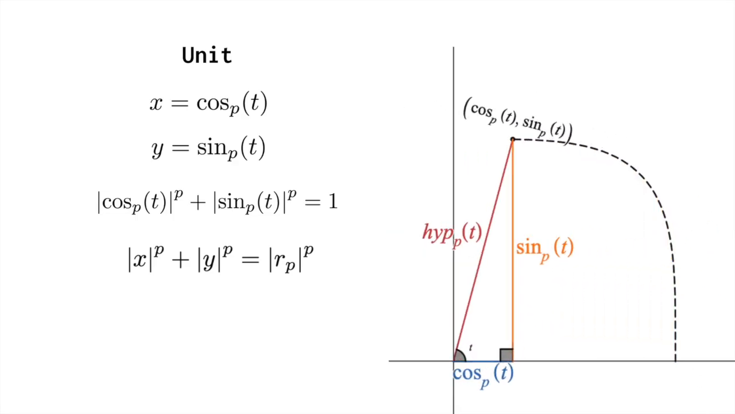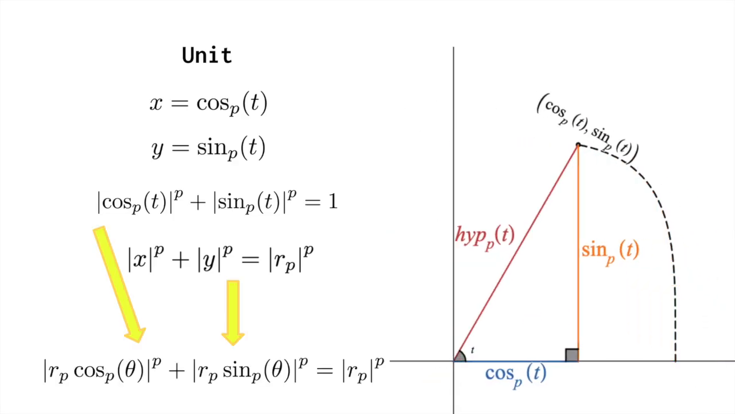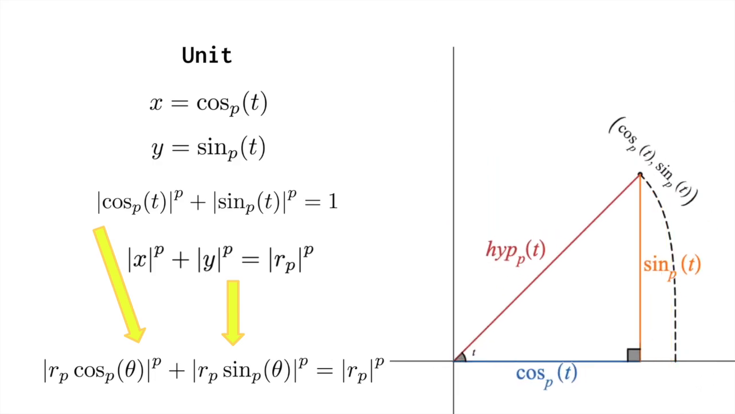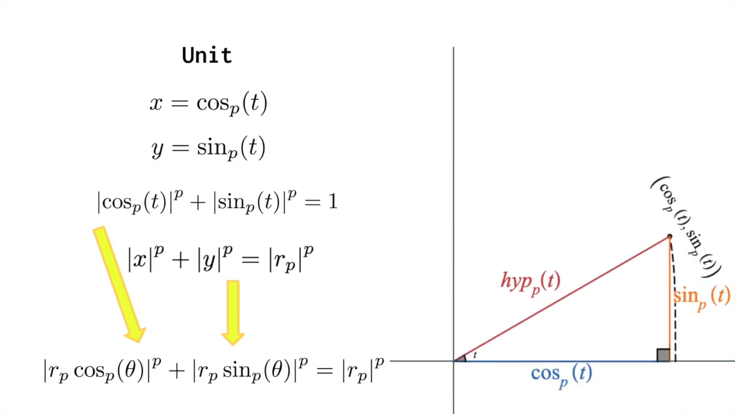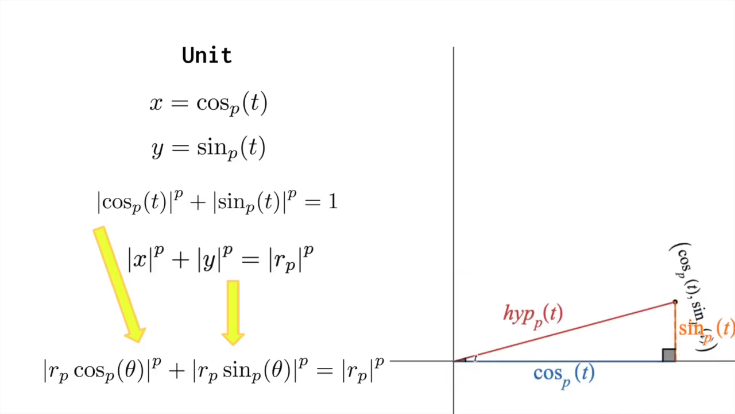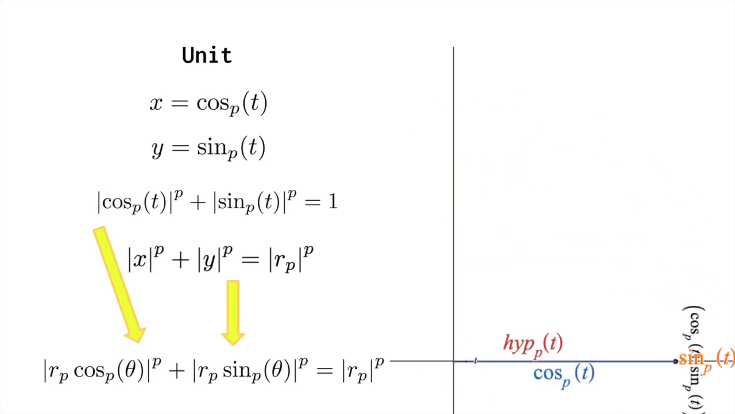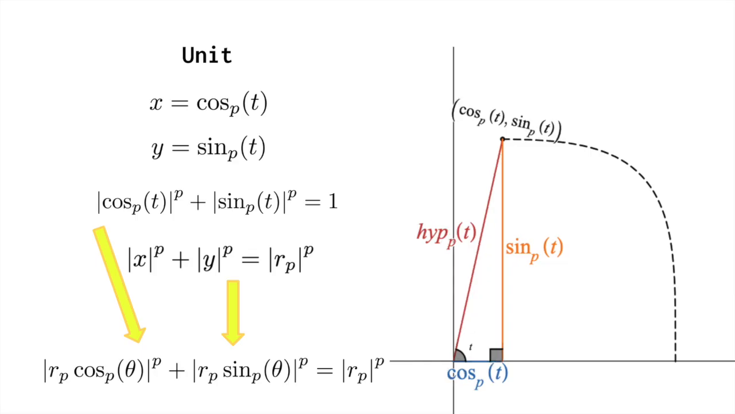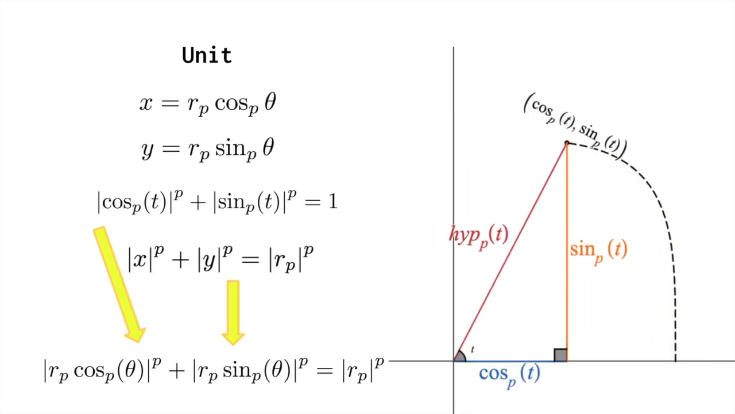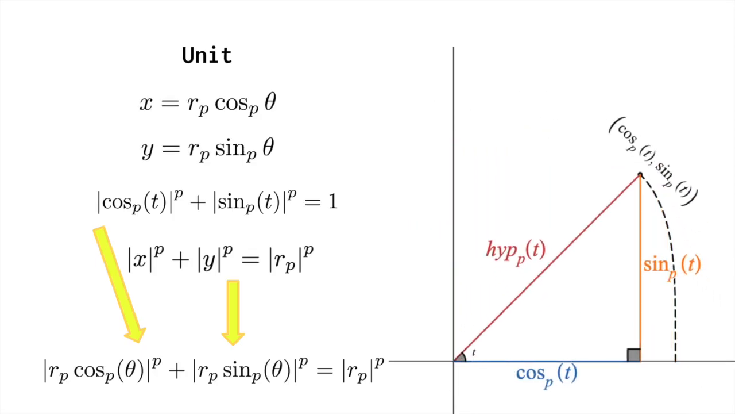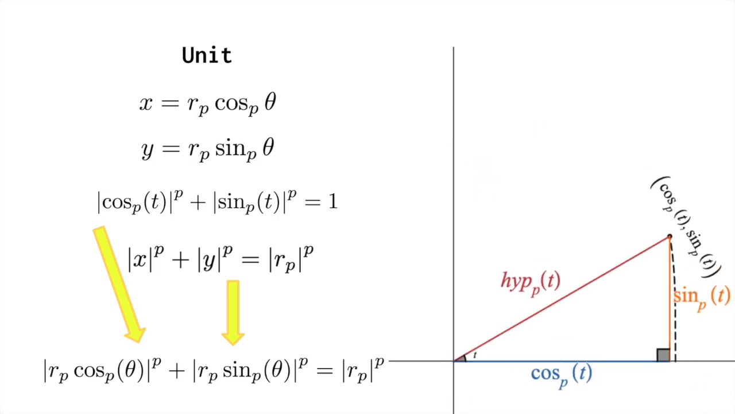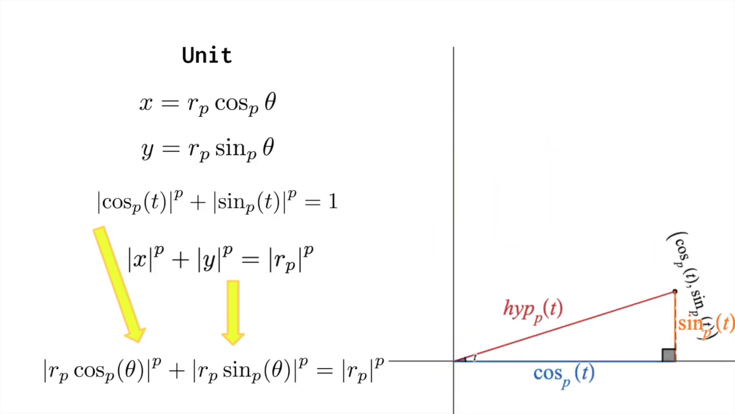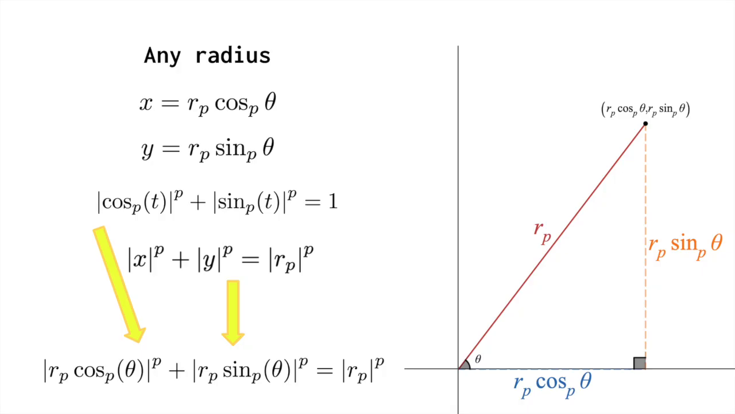If we combine these four equations, we'll end up with this new one, which is the sine-cosine Pythagorean identity just multiplied by the absolute value of r base p to the p. Using this in combination with the fourth equation, we can rewrite the values of x and y as r base p cos base p and r base p sine base p. So this no longer represents the coordinates of a unit squircle, but a squircle of any radius.